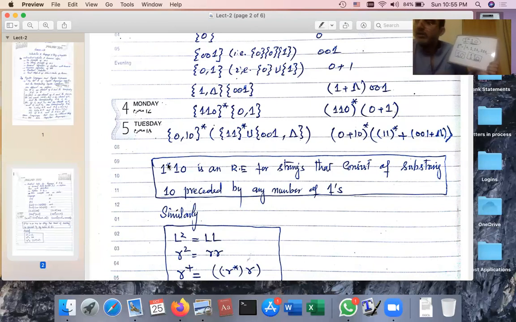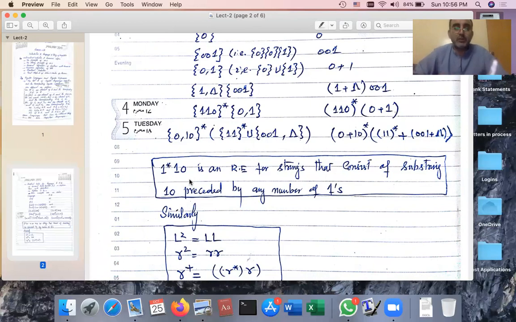Similarly, I can write triple one. Triple one, for example, triple one is here, valid part. Triple one, and then this 10. This 10 is from here, and this triple one is from this part. So this is also a valid string of this regular expression. So now you will understand.